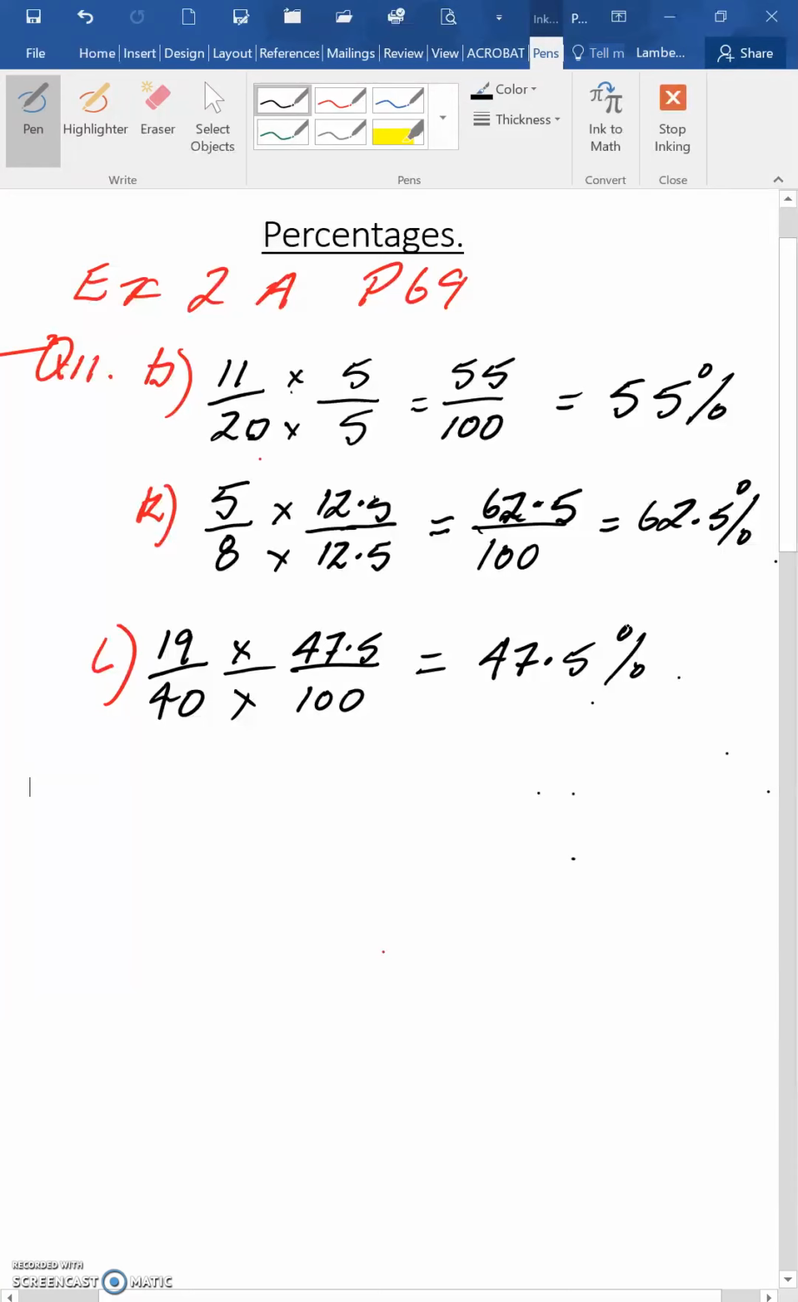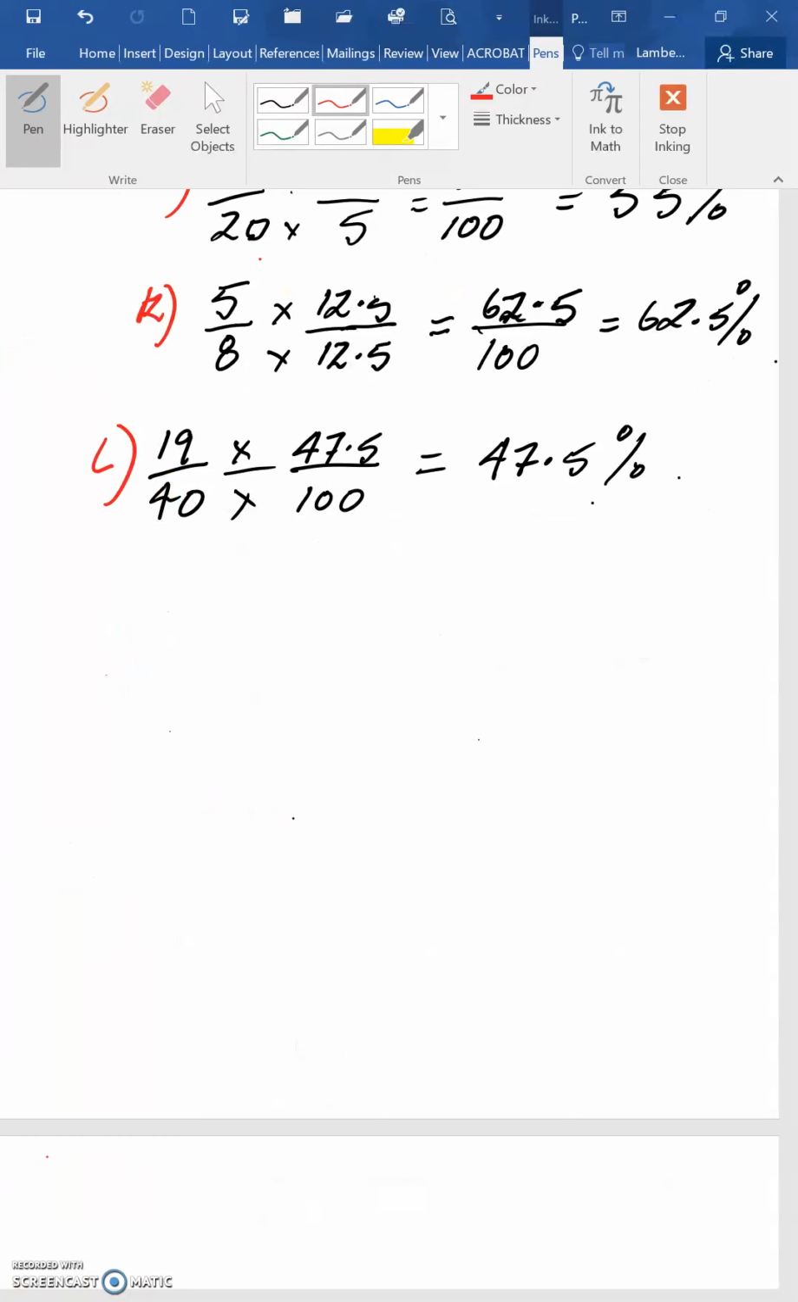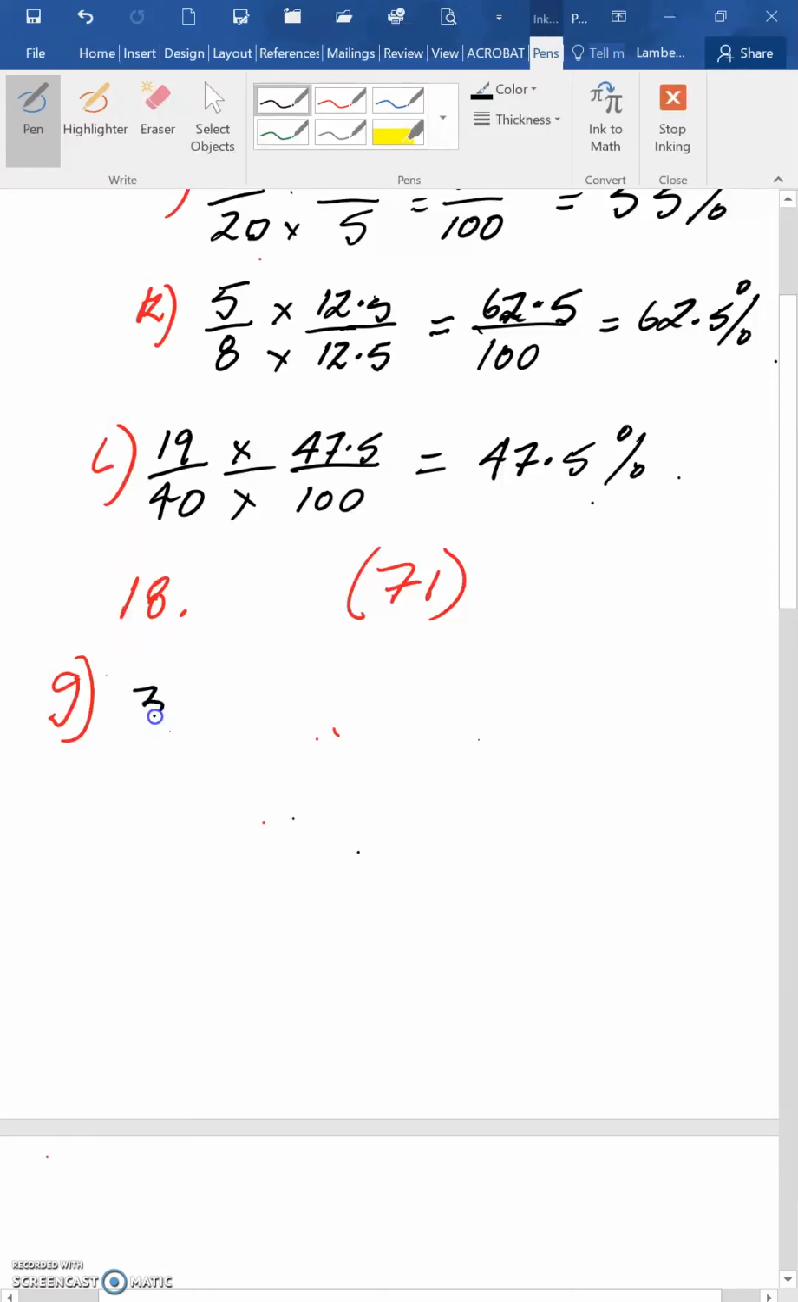Okay, so let's go and have a look at question 18. Let's go to question 18 on page 71. Now, it's a simple question. We're going to have a look at part G. All it's doing is showing that we can add and subtract percentages as we would normal numbers.